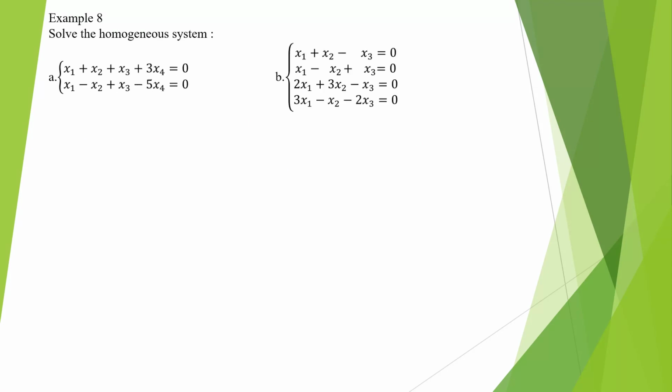For example, in this homogeneous system, the unknowns are more than the equations: 4 unknowns but 2 equations. So it has many solutions. This is underspecified. But this one is 3 unknowns and 4 equations. This is overspecified.